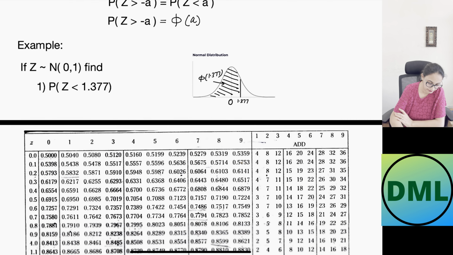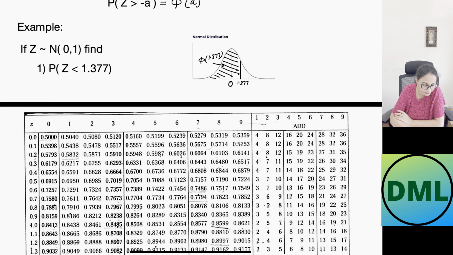Let's see one example here. If z is normally distributed with mean 0 and variance 1, find probability of z less than 1.377. As you can see, this value is more than 0. It will lie somewhere here, 1.377. I am talking about the lesser than part, that means I need to find this part of the answer. We know that the lesser than part will be given as phi of a. This will be written as phi of 1.377. I need to find this answer from the table.